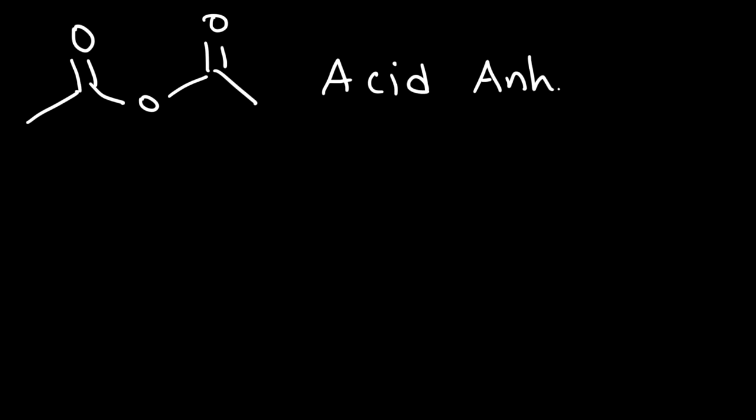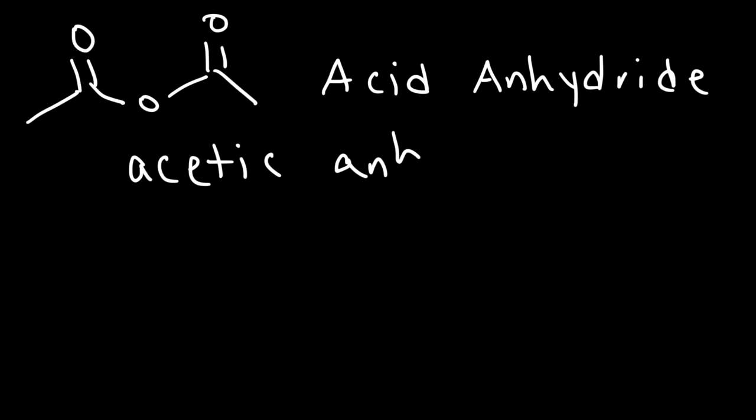So here's the next functional group. What functional group do we have here? If you see this, this is known as an acid anhydride. The common name for this molecule is acetic anhydride. When you see the word acetic, it's similar to ethyl. It has 2 carbons.